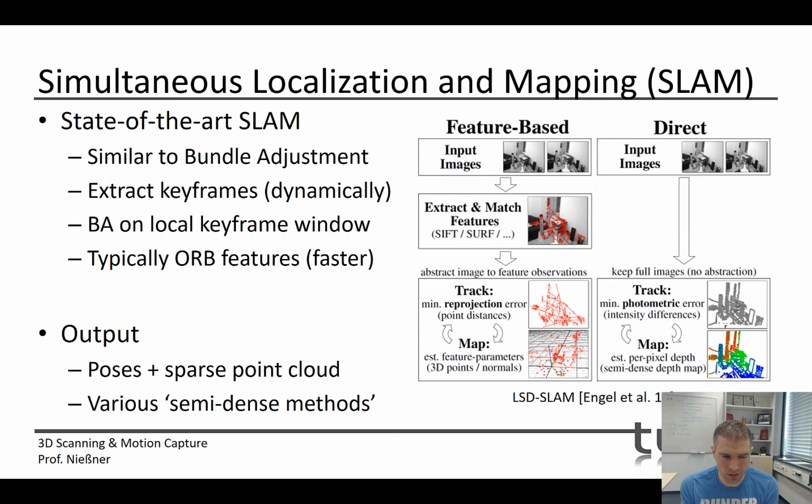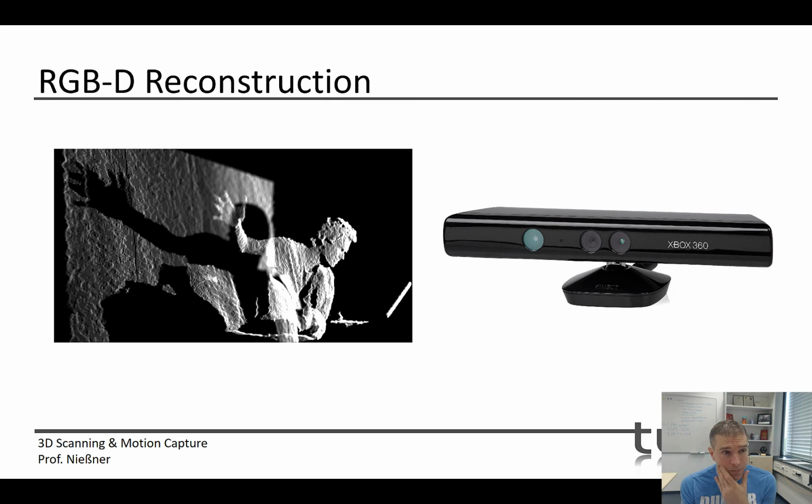But the output then is poses plus a sparse point cloud, and then there are various semi-dense SLAM methods to get denser reconstructions, trying to replicate the multi-view stereo part, which is traditionally very slow and so on. So yeah, maybe have a look at the LSD-SLAM paper. I think that's a really cool paper. That's something you might want to look at. You see that there's quite a lot of engineering. I think most of the terminology to understand that paper you should know after this lecture now. So this might be a good read and a good lookup. We're going to talk a little bit also about RGB-D reconstruction, because there's also a lot of SLAM in it.